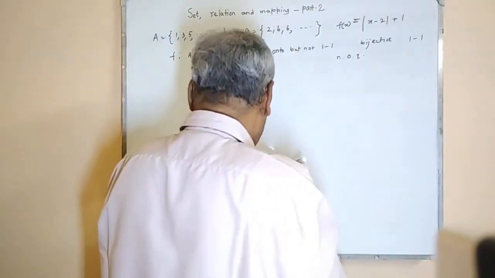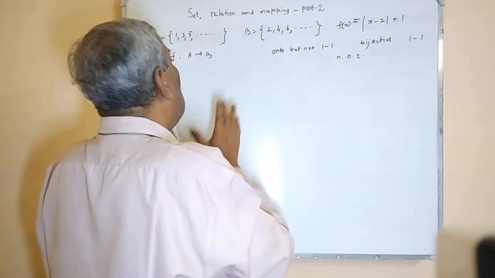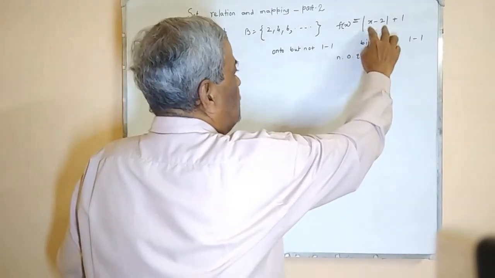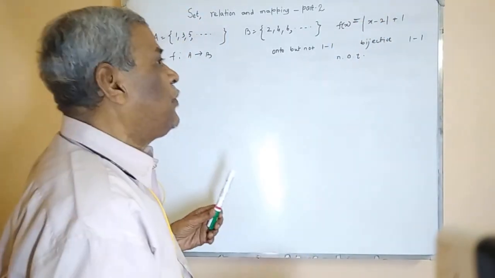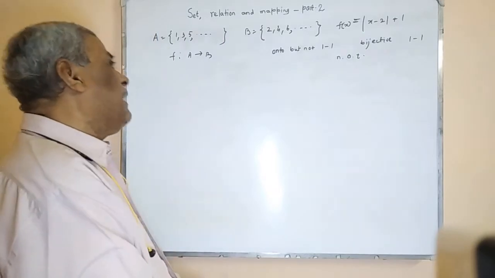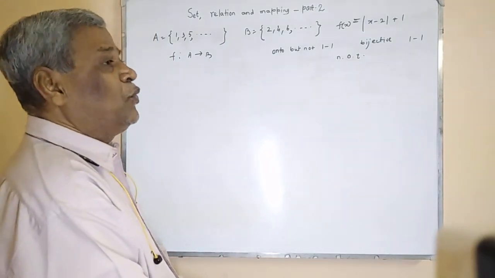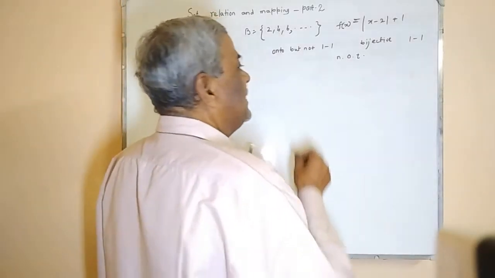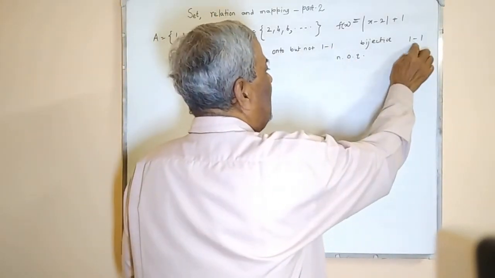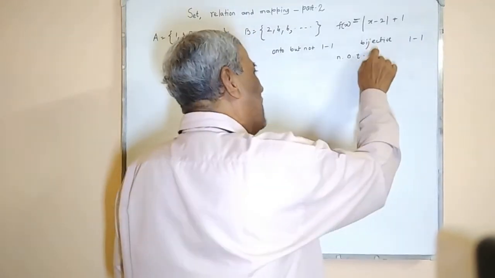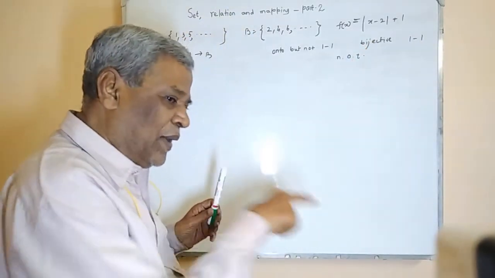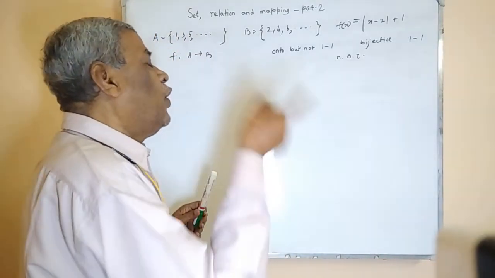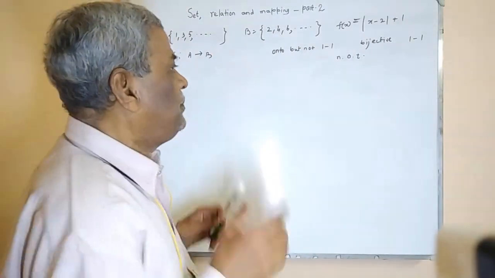So one function is given here. The functional law is a mod function. Then we have to be alert that it may not be 1-1. Here in the options, 1-1 is there. Bijective means 1-1 and onto. So we have to find out whether it is 1-1 or into or onto.